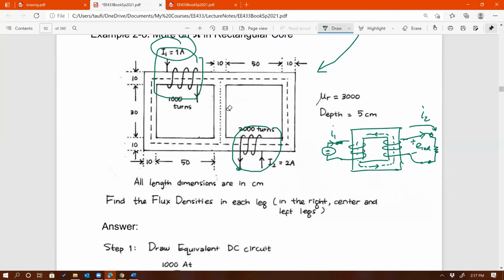One thing that is important when you have multiple MMFs is that you need to know the polarity of each MMF. We already talked about it last time, using the right-hand rule.